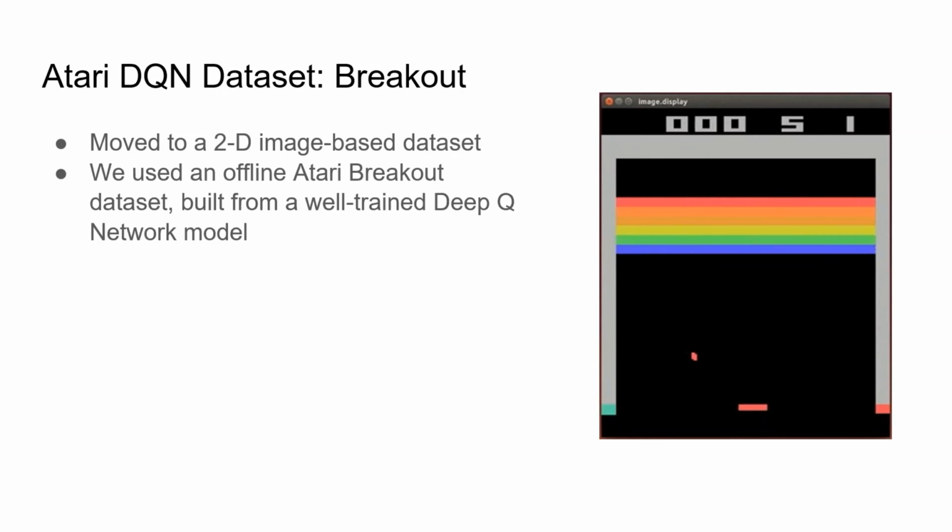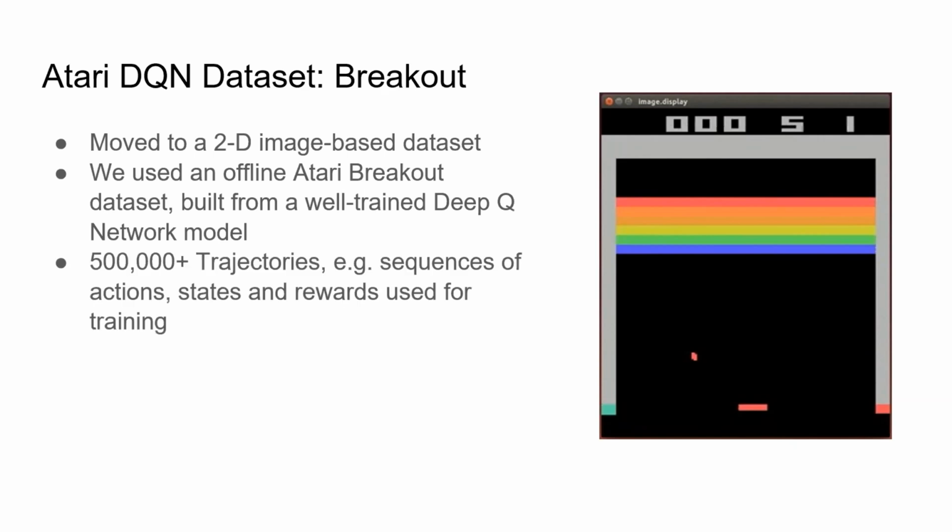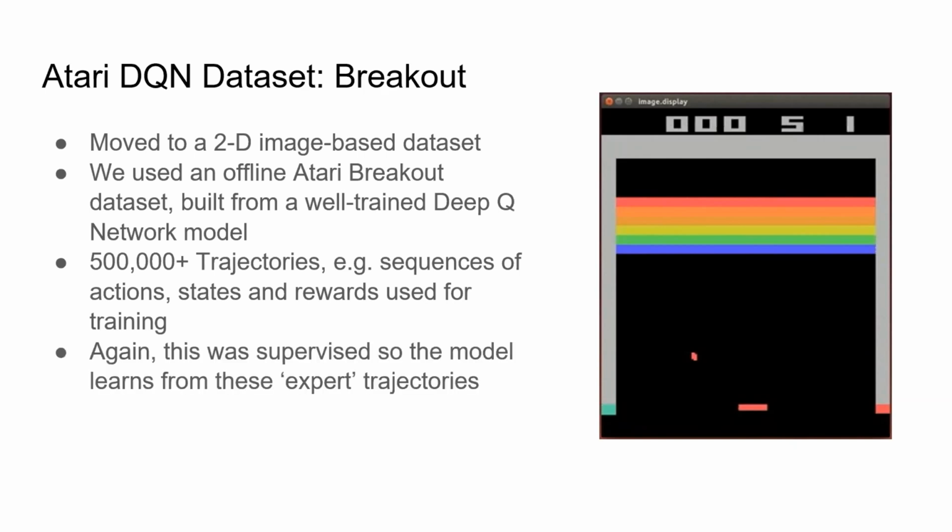Again, this is an offline data set, and that was built from a well-trained DQN model. So this data set consists of 500,000 trajectories, which are just sequences of actions, states, and rewards that we'll use for training our supervised solution. And again, this is supervised so that our decision transformer model will learn from these expert trajectories. So these are all solutions that achieve some decent score.